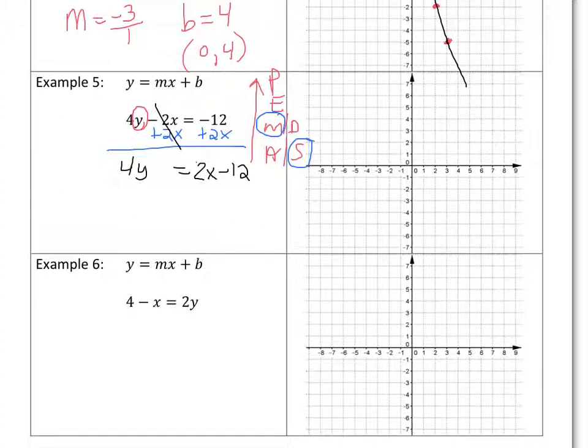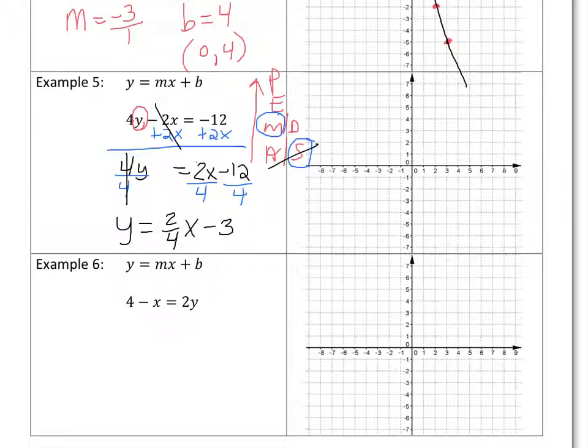All right, so now what do we have? We've taken care of this level, so now we're ready to undo this multiplication. We undo multiplication with division. When I go to divide by 4, the whole enchilada's got to see that division. So y, of course, 4 divided by 4 reduces to 1. We've got 2/4 x minus, and 12 divided by 4 is 3.